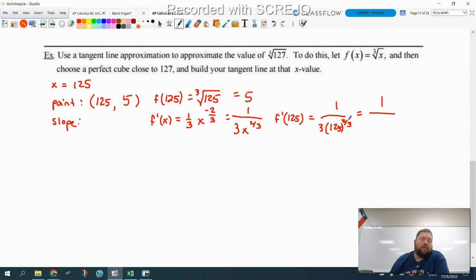All right, with a 2/3 exponent, I always start by doing a cube root first. The cube root of 125 is 5, and then I do 5 squared. So this ends up being 1 over 3 times 25, which is equal to 1 over 75. So that's our slope. And so now we can write our tangent line equation. y minus 5 is equal to 1 over 75 times x minus 125.